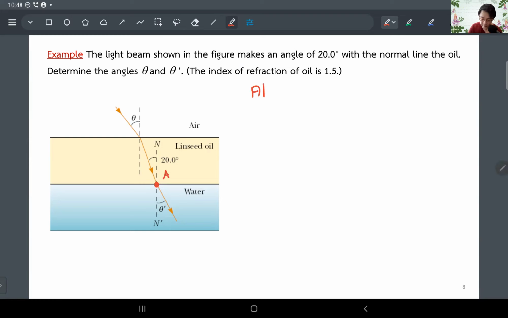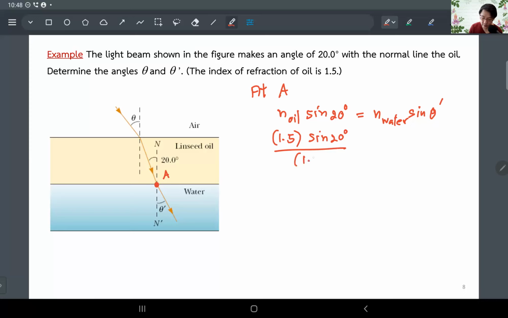So at A, let's start from the incoming. n oil sine 20, you guys with me, is going to be equal to n water sine theta prime. n oil is 1.5, sine 20, just punch the calculator, and then divide by n of water. You look it up in the table, probably about 1.33, and that will be your sine of theta prime. So your theta prime can be calculated here, and you're done on this one. All right, not bad.